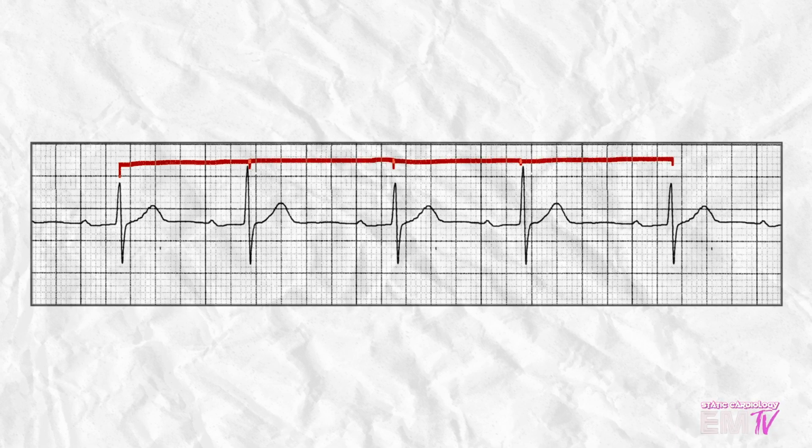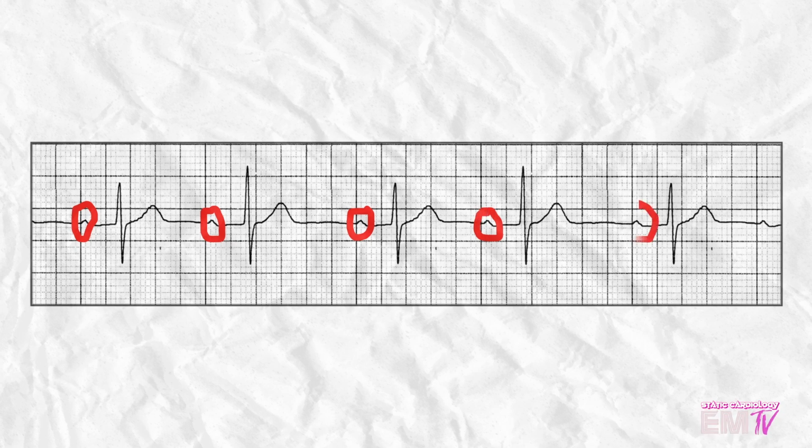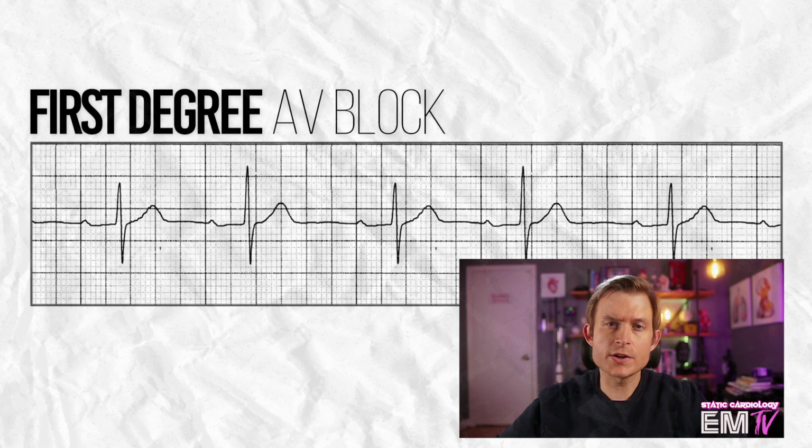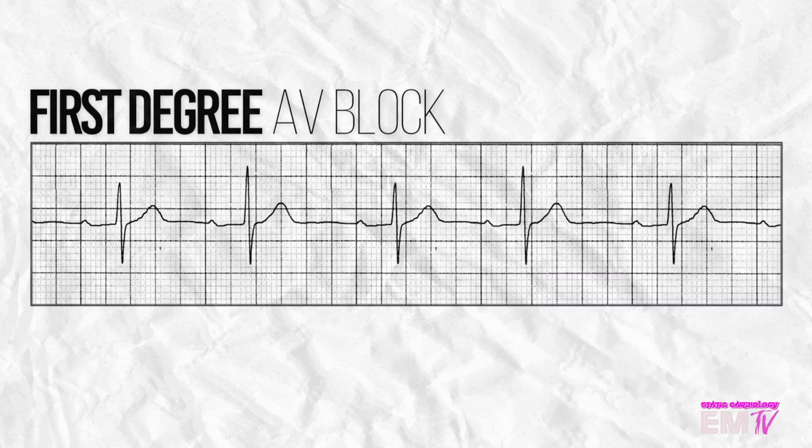and there are no dropped QRS complexes. There is also one P wave present for each QRS. Because of this, my diagnosis of this rhythm is a first-degree AV block. Now, let's go ahead and take a look at the scenario to determine whether or not this rhythm is stable or unstable.